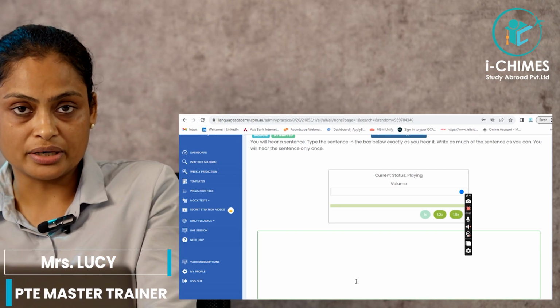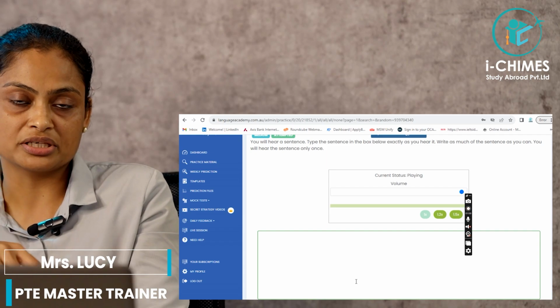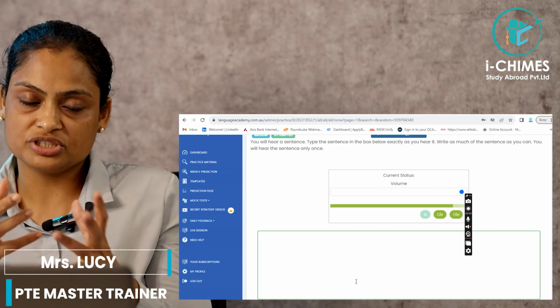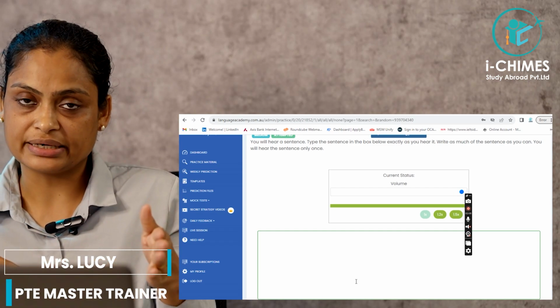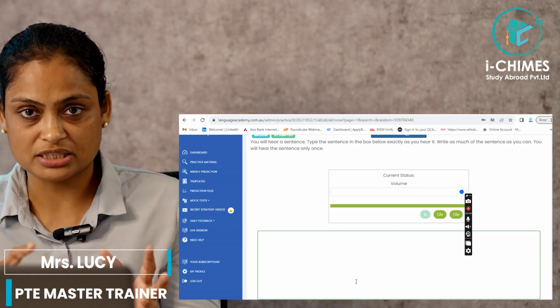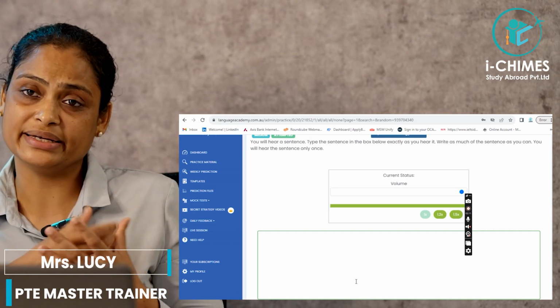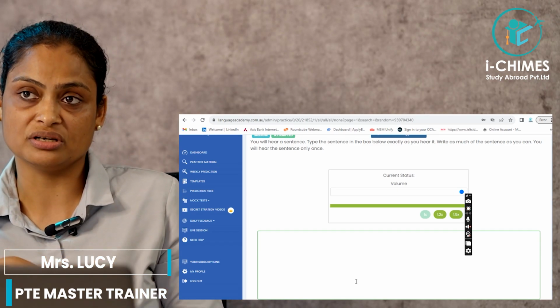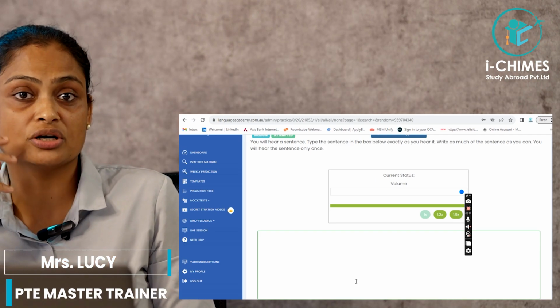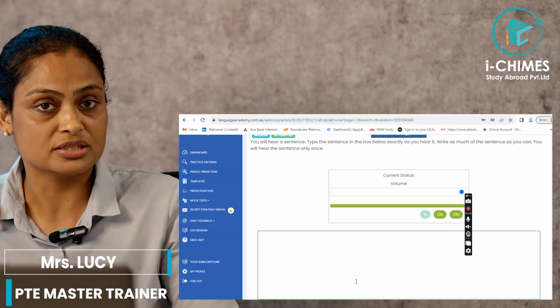So each word in this question would carry 1 mark. Just a few little things you have to take care of: the first letter should always be capital, at the end there should be a full stop, and unnecessary spaces should not be there. And you'll have to identify the punctuation according to how it is spoken, whenever there is a comma, the way it is said.